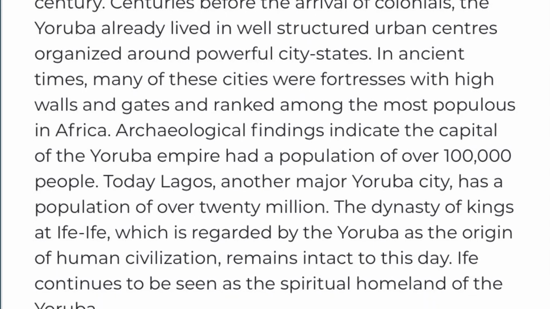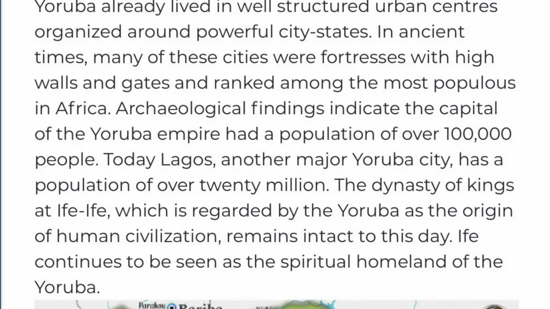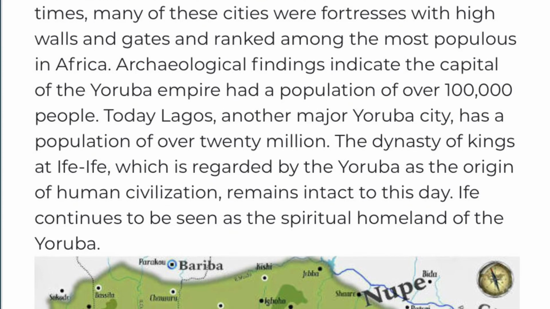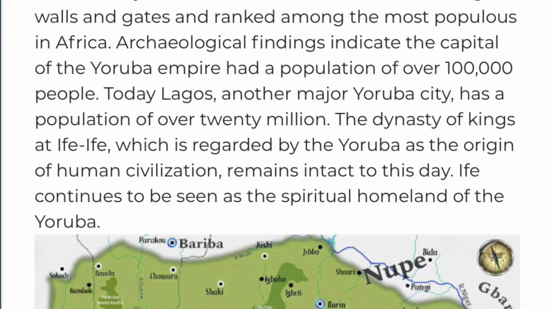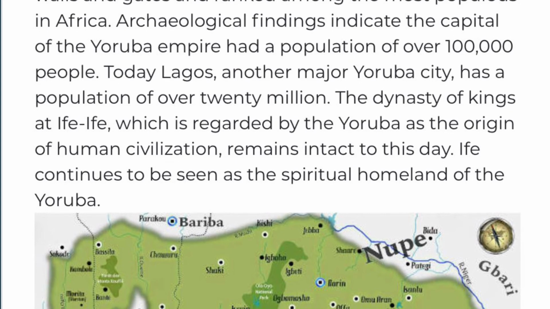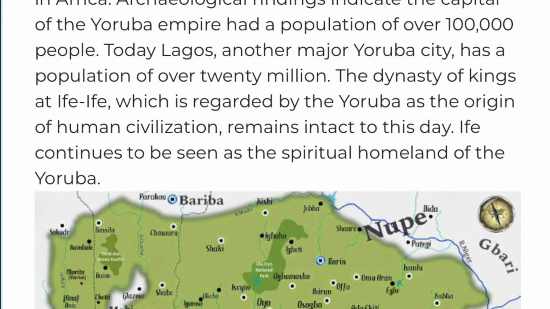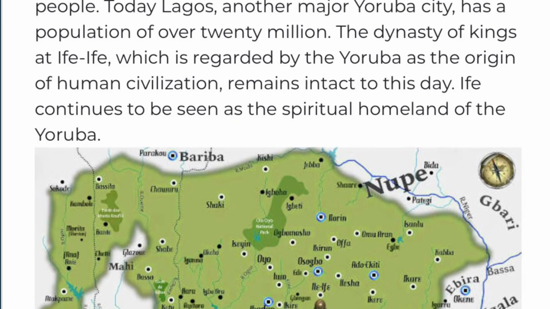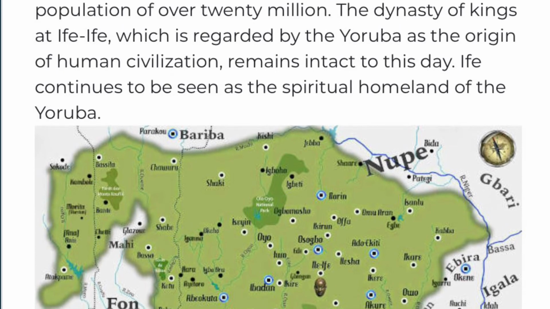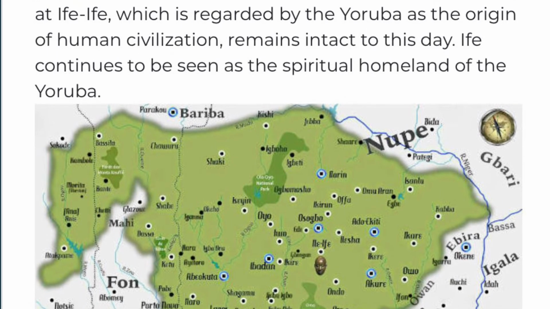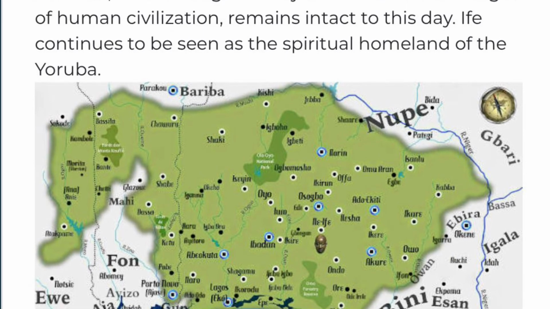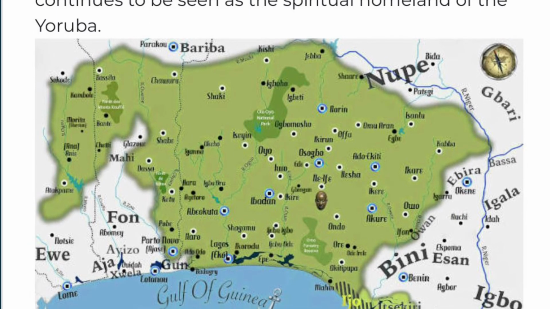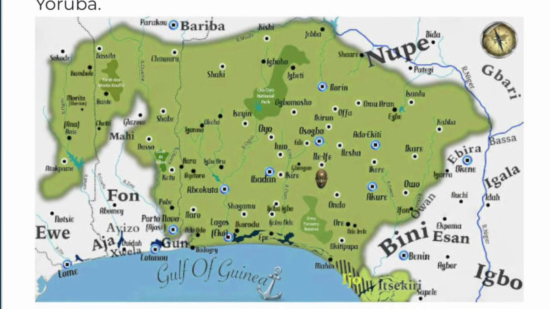In ancient times, many of these cities were fortresses with high walls and gates and ranked among the most populous in Africa. Archaeological findings indicate the capital of the Yoruba Empire had a population of over 100,000 people. Today, Lagos, another major Yoruba city, has a population of over 20 million. The dynasty of kings at Ile Ife, which is regarded by the Yoruba as the origin of human civilization, remains intact to this day. Ife continues to be seen as the spiritual homeland of the Yoruba.